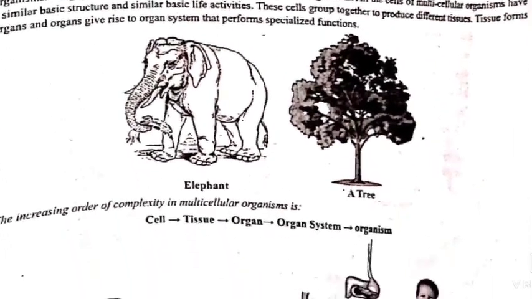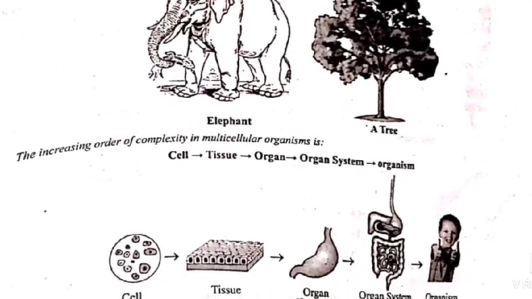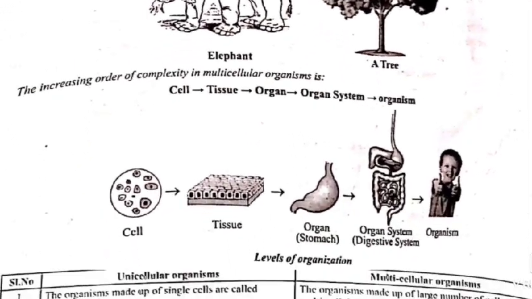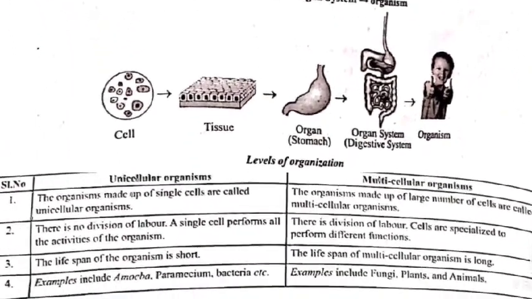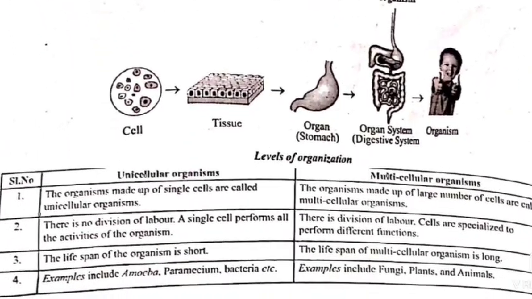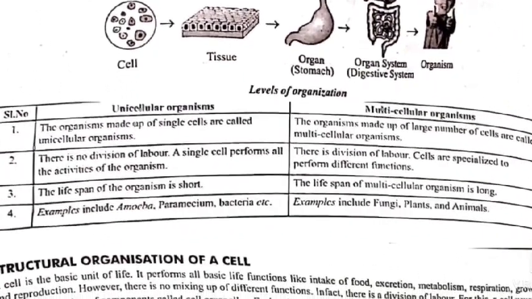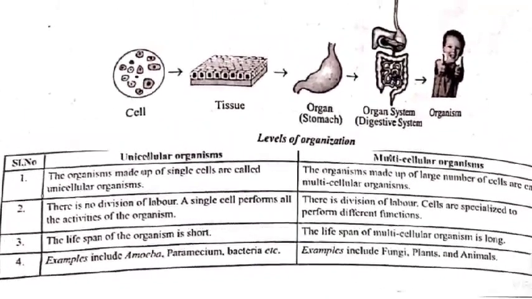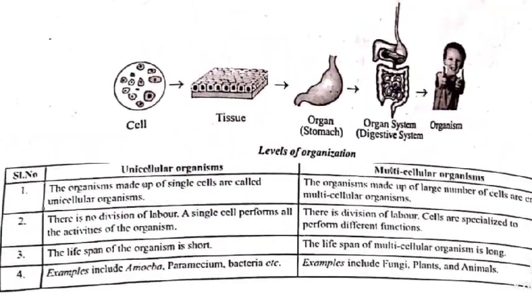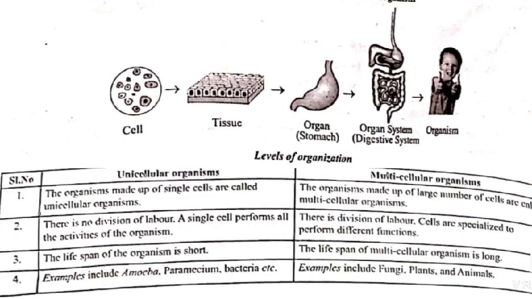For example, an elephant, a tree. The increasing order of complexity in a multicellular organism is cell, tissue, organ, organ system and organism. Just like that, a single cell produces multiple tissues and organs. For example, the stomach is an organ, the organ system is called the digestive system, and the organism is called a young baby.